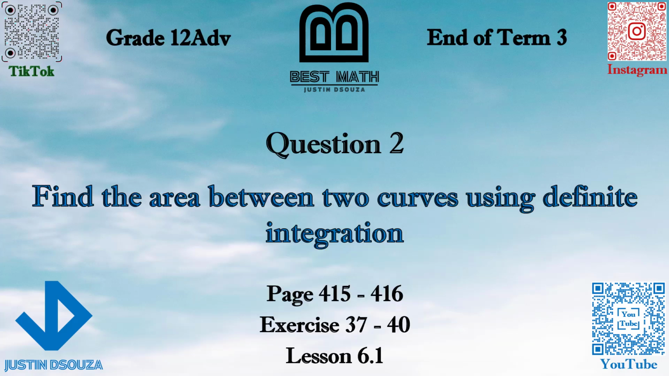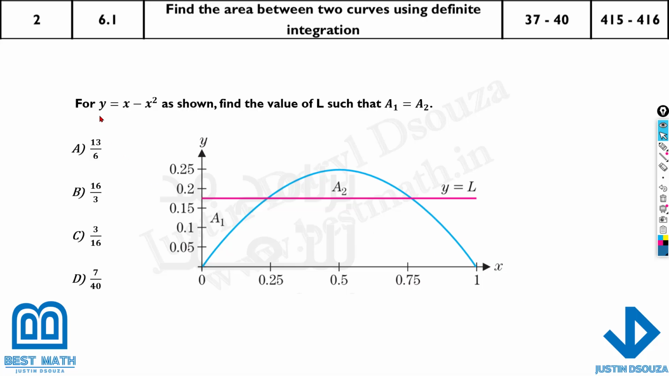In this question, we'll find the area between curves using definite integrals. And in these problems, most of the time, there will be a figure given to you and then you need to solve the problem. So here you can see for x minus x squared as shown in this figure, find the value of L, where a1 and a2 are equal, and a1 is this part, a2 is this part.